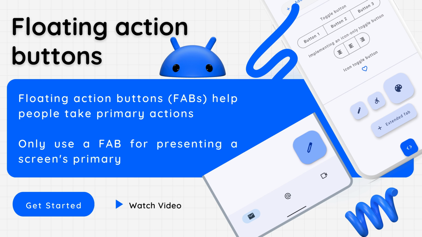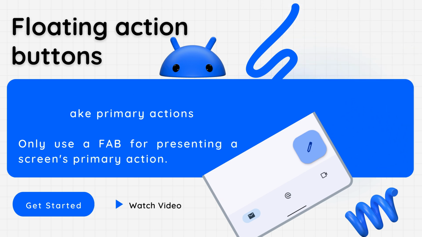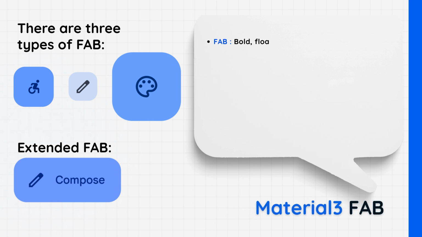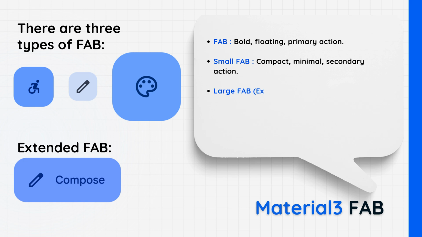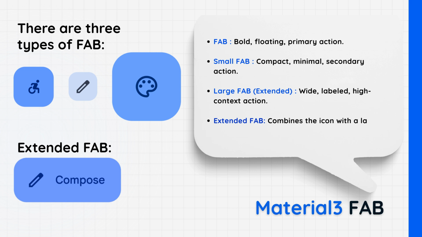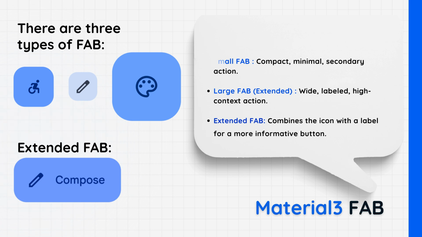Let's see how FABs can make your app faster, cleaner, and more fun to use. There are three main types of floating action buttons in Material 3. First, the regular FAB, bold, floating, and used for the main action in your app. Next, the small FAB, a compact version that's perfect for secondary or less important actions. Then the large FAB, also known as the extended FAB. It's wider, includes a text label, and gives more context to the user. Extended FABs are great when you want to clearly show what the button does, combining both icon and text for better understanding. Each one fits different use cases, but all keep your app clean, modern, and easy to use.